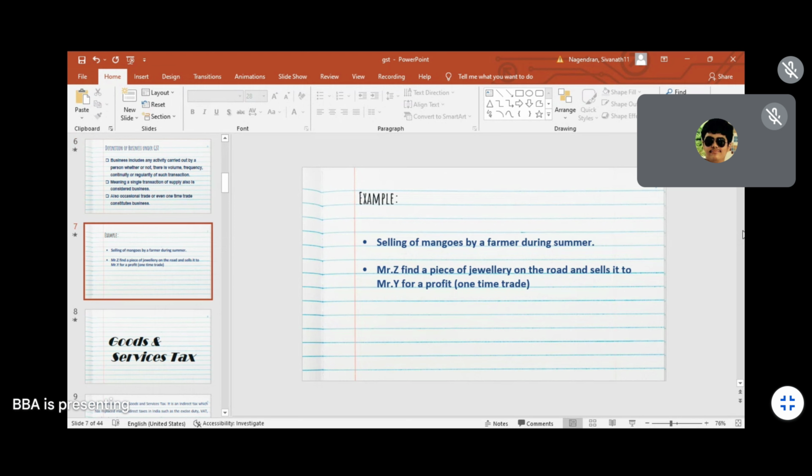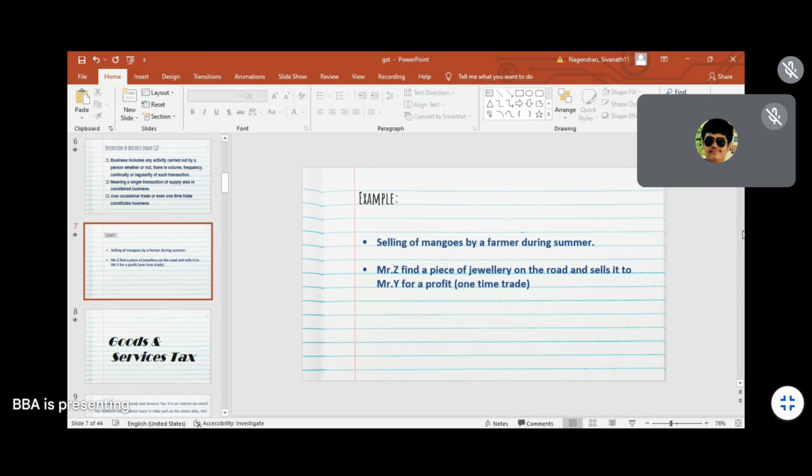For example, the farmers are selling mangoes during the time of summer. In other seasons they are not able to produce mangoes, right? They cannot sell them. But at the time of summer alone, every year they are selling. That is also considered as business.